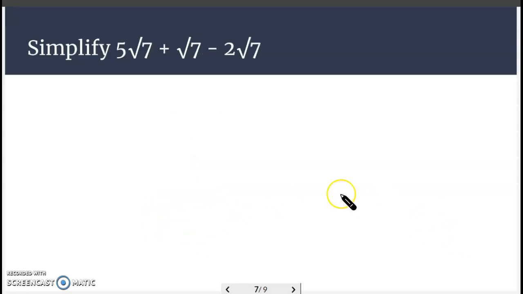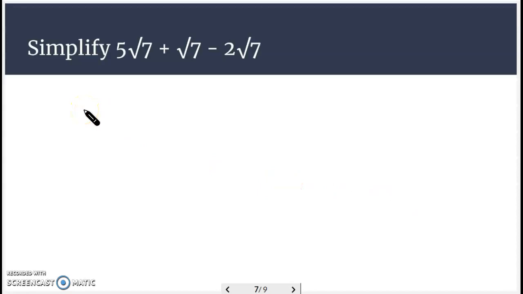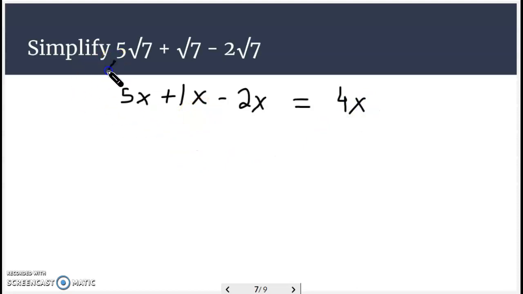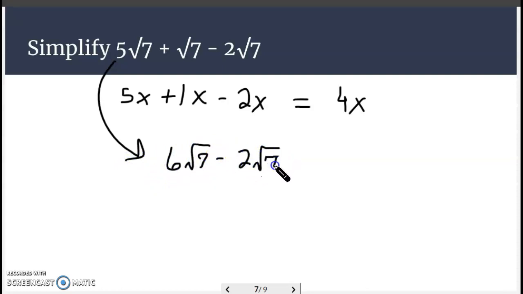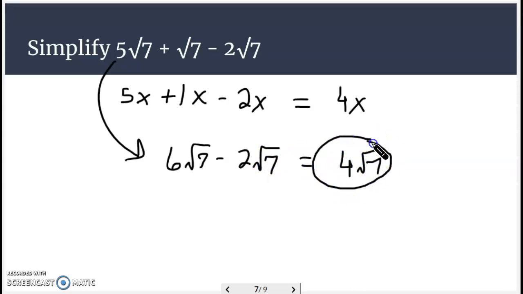Look at the next one here. Okay, now we're going to change it to adding and subtracting. You can add and subtract radicals so long as they're the same radical. So you can sort of think of this as 5x plus x minus 2x. And wouldn't that be 4x? So same thing here. 5 square root of 7 plus 1 square root of 7 is 6 square root of 7. Minus 2 square root of 7 equals 4 square root of 7. And that's the final simplified answer.